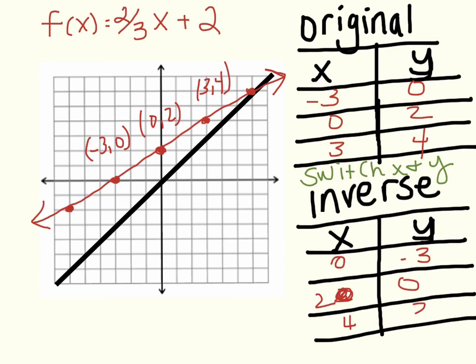So that was my third step. The fourth step is to graph the new line using these points. So I have 0, negative 3 right here.